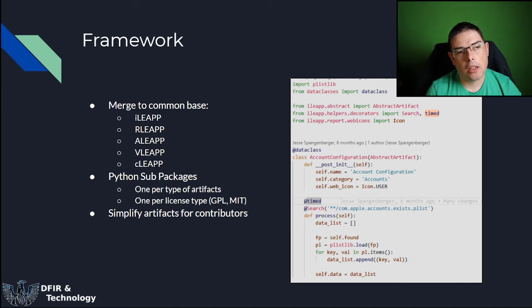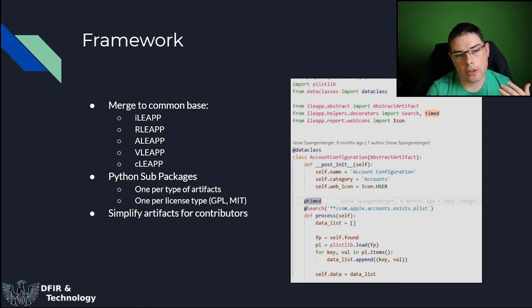So, framework. Merge all to a common base. Each one, iLEAPP, RLEAPP, aLEAPP, vLEAPP, cLEAPP, they're all different projects, and they're not really tied together. One of the ideas here is to create a framework that all these can be tied back to so they're all from the same code base. Because the problem is, if you modify something on one, you have to go back and modify the other ones, and they become out of sync. So one of the major things I want to do is create a way to do that, and some of that's going to be coming up here shortly. I'll talk about how that's going to happen.